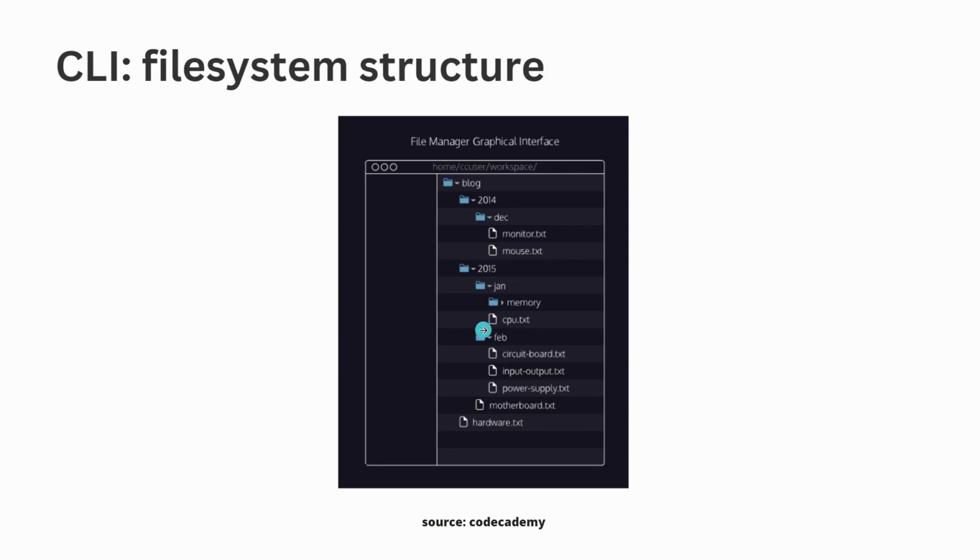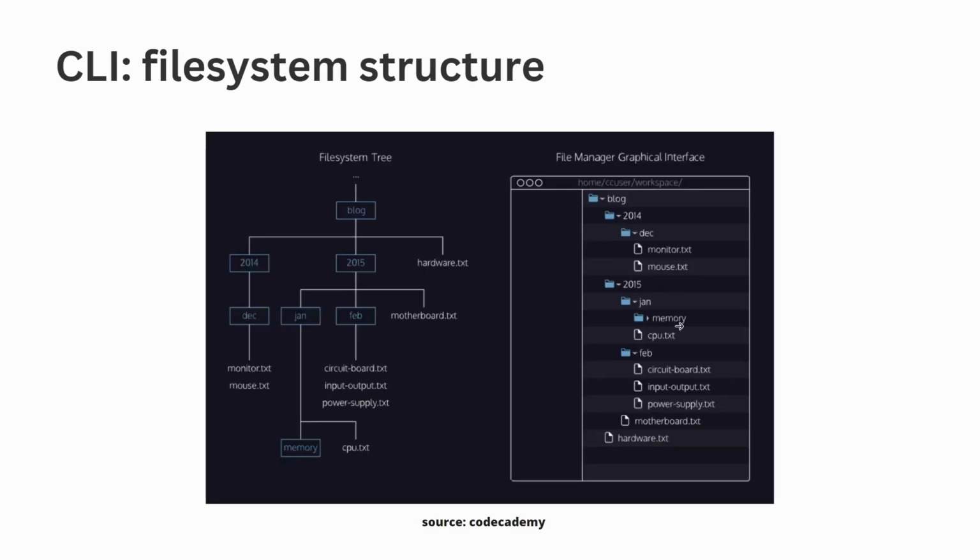We have 1, 2, and 3. So in 2015, we have 3 children, and in January, which is a child of 2015, we also have 2 children. And in February, which is also a child of 2015, we have 3. So let's see a different representation of this structure here. As you notice, the blog is the parent of all the structure, and it has 3 children.